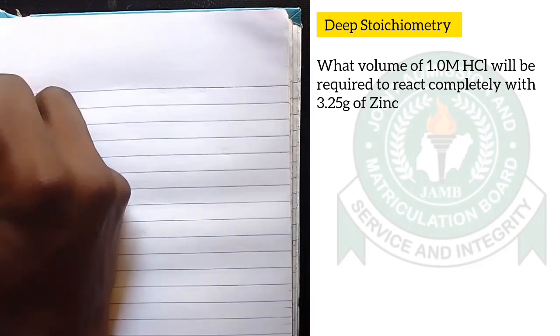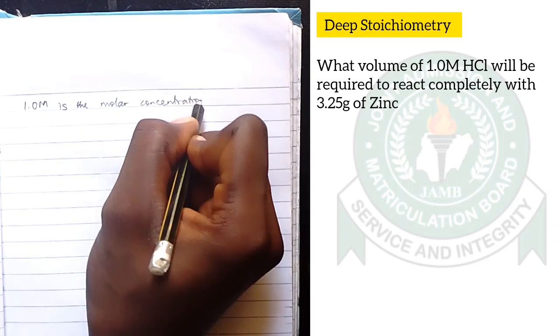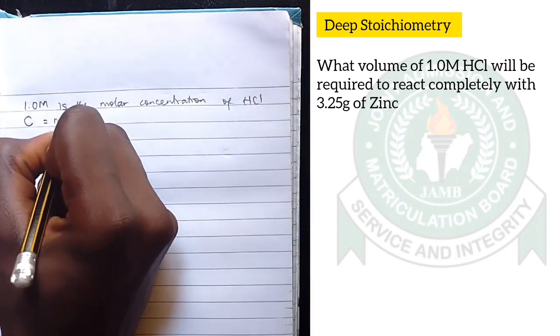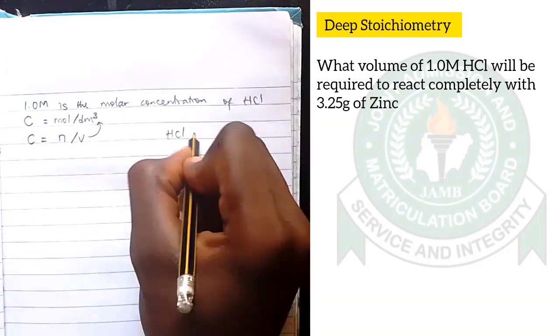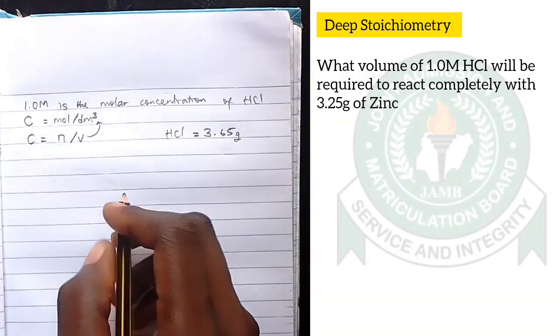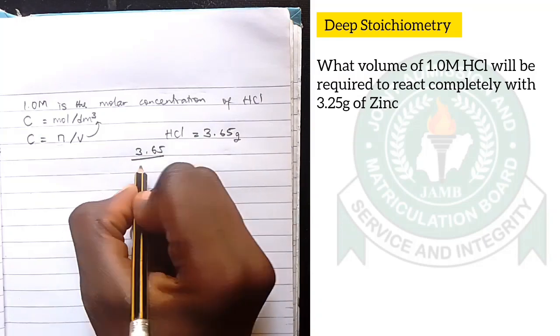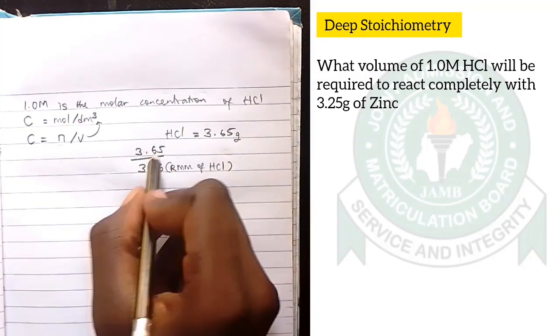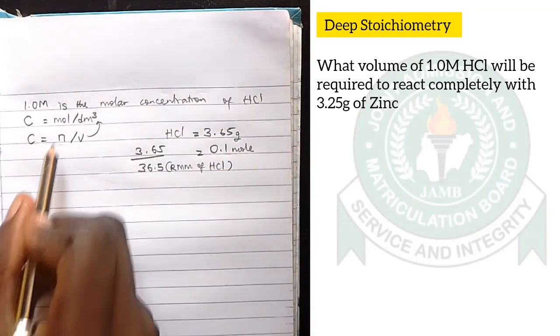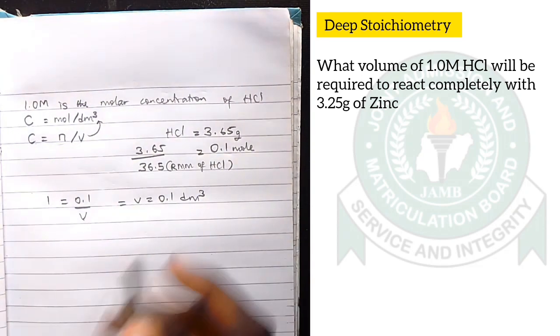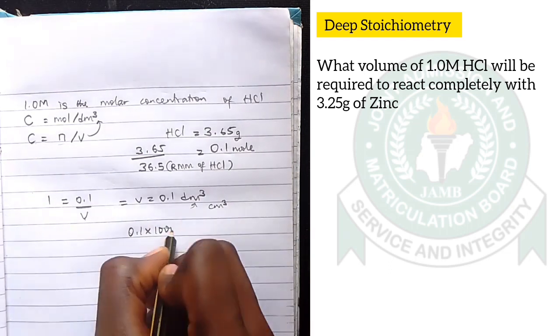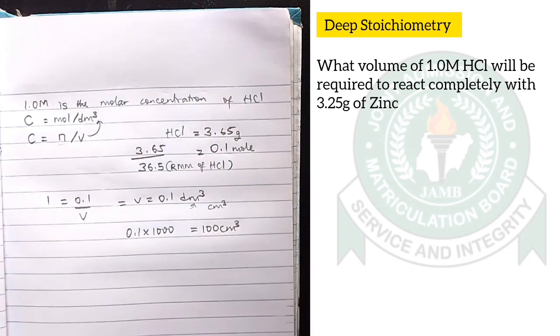But we were asked to find the volume of 1 molar concentration of hydrochloric acid. Molar concentration is mole per decimeter cube, which is the mole divided by the volume. If the mass of hydrochloric acid is 3.65, we divide that by the relative molecular mass to give us the mole, which is 0.1 mole. So 1 molar concentration equals 0.1 divided by V, which gives 0.1 decimeter cube. We convert it to centimeter cube by multiplying by 1000, which gives us 100 centimeter cube for the volume.